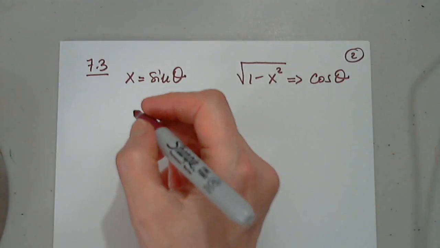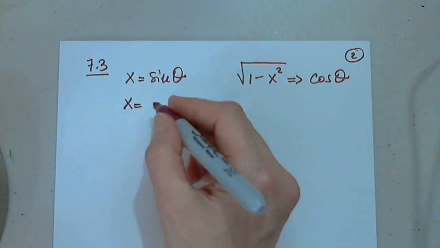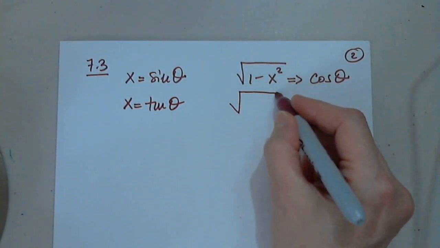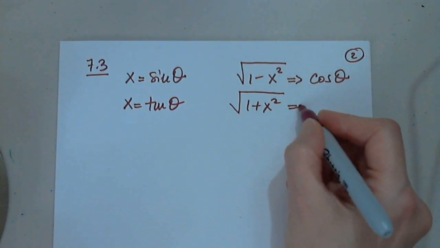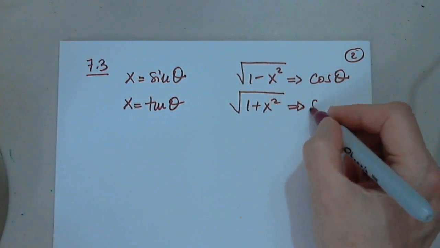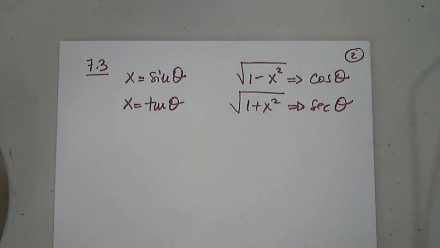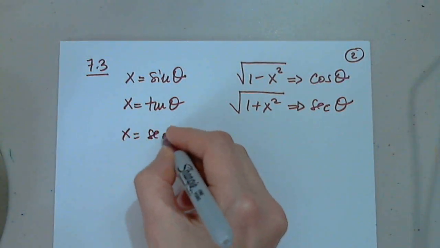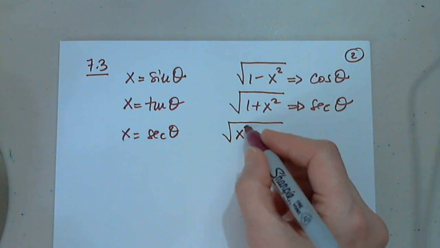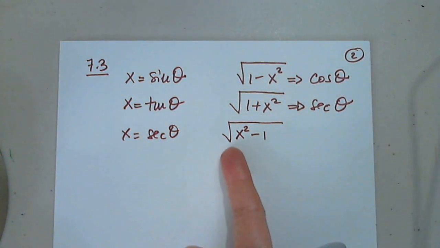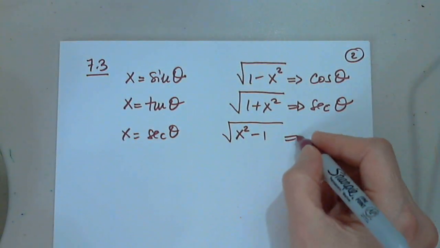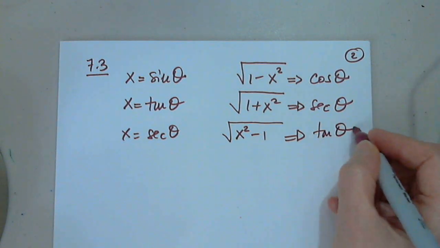We will substitute x, replace x by tangent theta, as long as we have something like the square root of 1 plus x squared. Why? Because 1 plus tangent squared with the square root will give us secant theta. And the last one is x equals secant theta, and it will be used with something like the square root of x squared minus 1. Why? Because secant squared minus 1 is tangent squared. The square root of tangent squared will give us tangent theta.